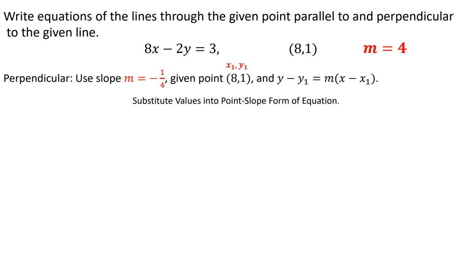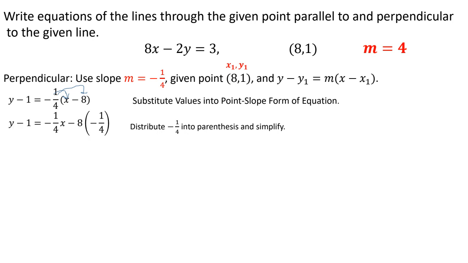So now, again, I'm going to go ahead and use the slope-intercept formula to get my equation that is perpendicular to this line. And I'm going to do the same thing as I did before. I'm just going to replace what I know. My m is negative 1/4. My x value is 8. My y value is 1. Let's go ahead and distribute that negative 1/4 on the right side. Okay, so negative 1/4 times x is negative 1/4 x. A negative 1/4 times a negative 8.